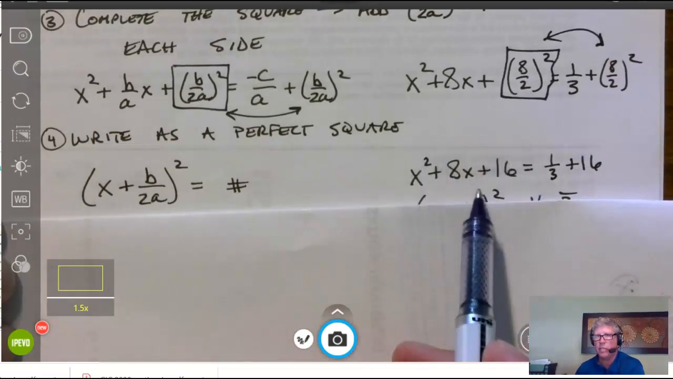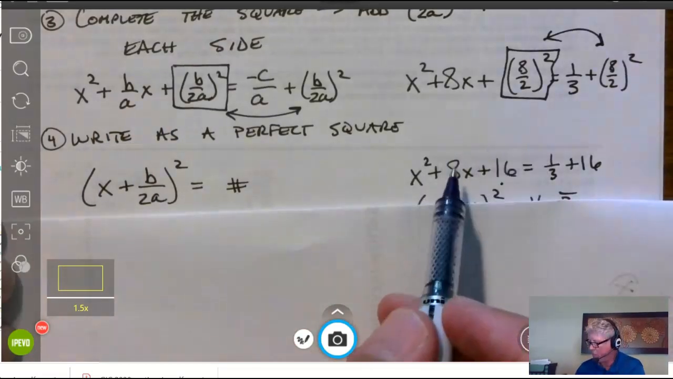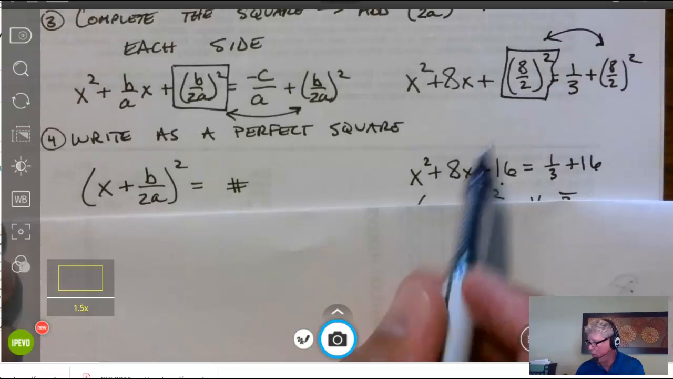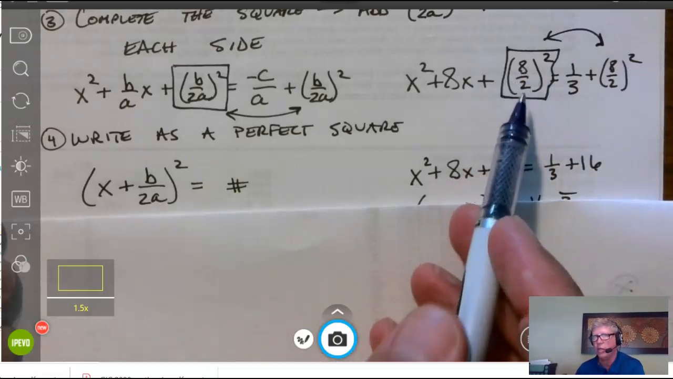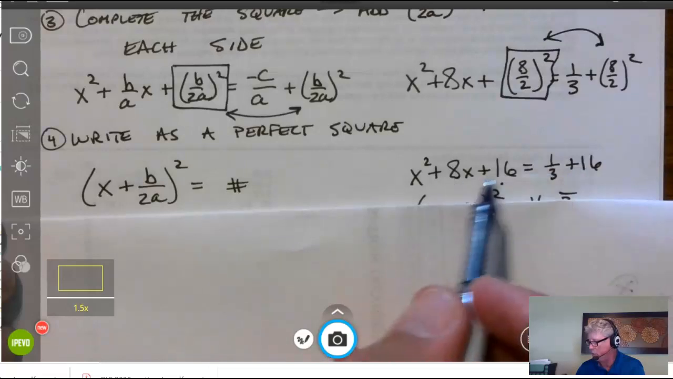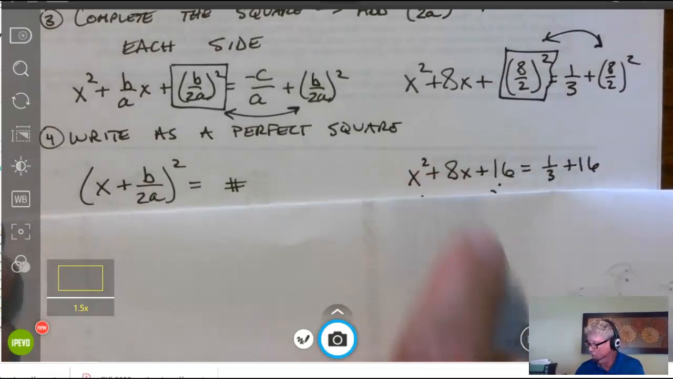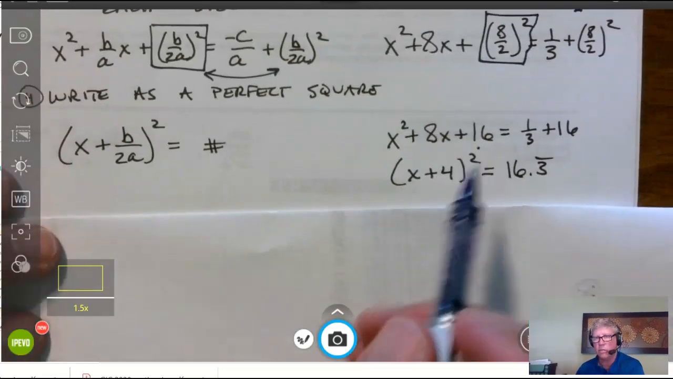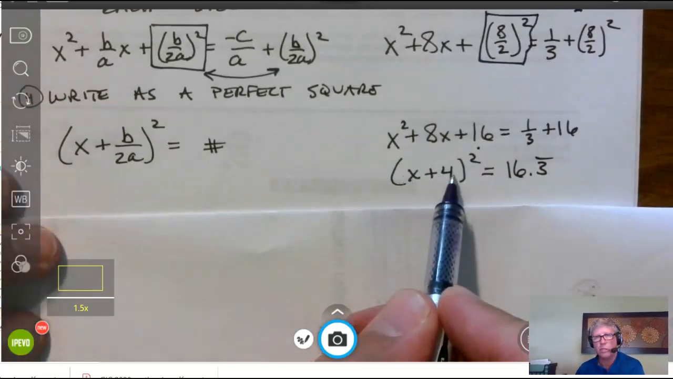If you multiply this out, you get 16, and that makes a lot of sense. It's half of that number squared. You don't have to write it all weird like this. You can take half of that number, 4, square it, 16. So you're going to add 16 to both sides. This is a perfect square: x plus 4.